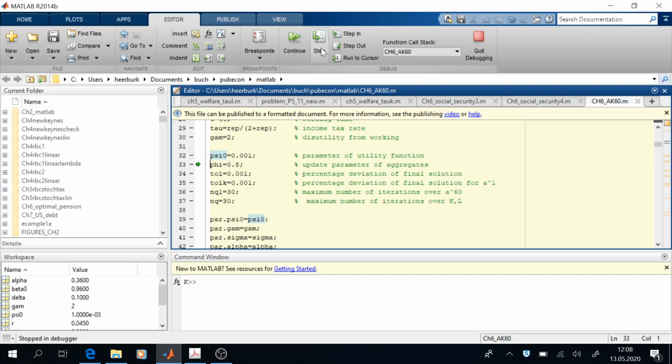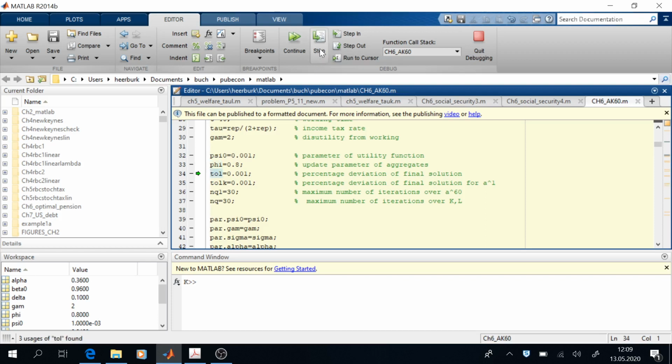We have the small constant in the utility function, psi 0, equal to 0.001. Phi is the update parameter of aggregate variables. So we start with a guess of the aggregate capital stock K and the aggregate labor L. We find a new value by just summing up the optimal individual policy functions for wealth and labor respectively. And the new capital stock will be a weighted average of the old and the new value, and the weight on the old value is 80%. That's denominated phi here in our computer program.